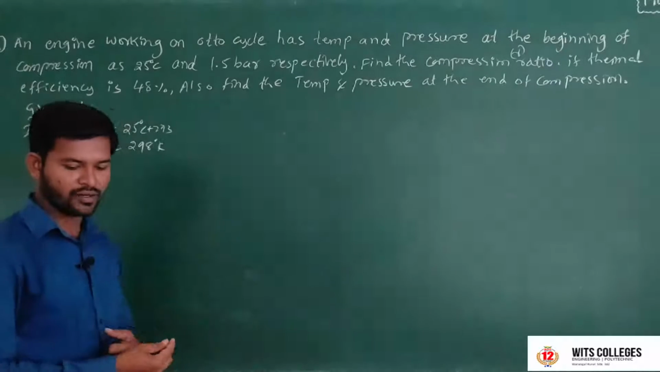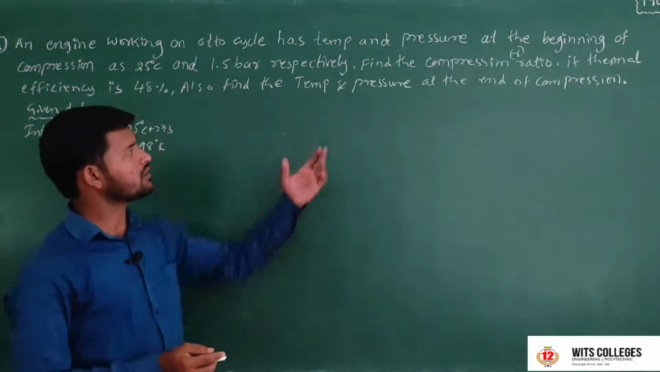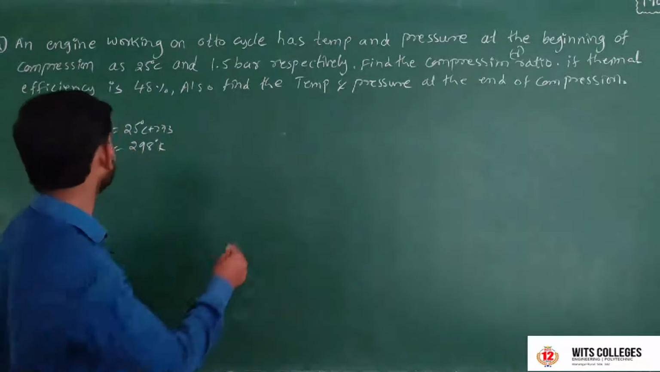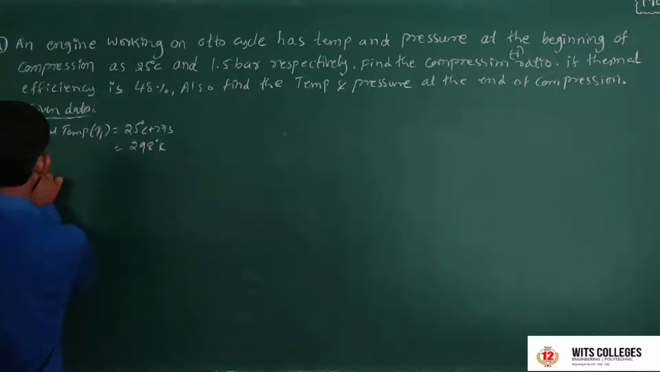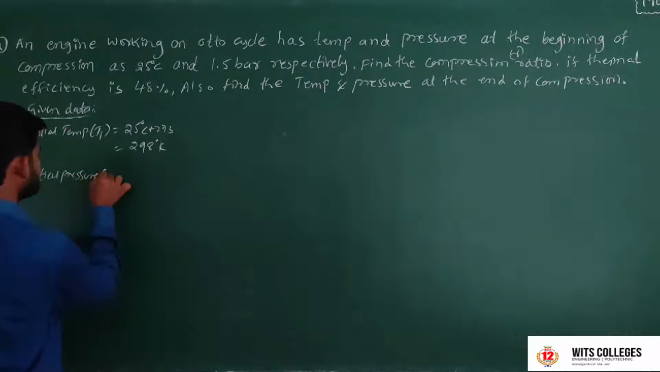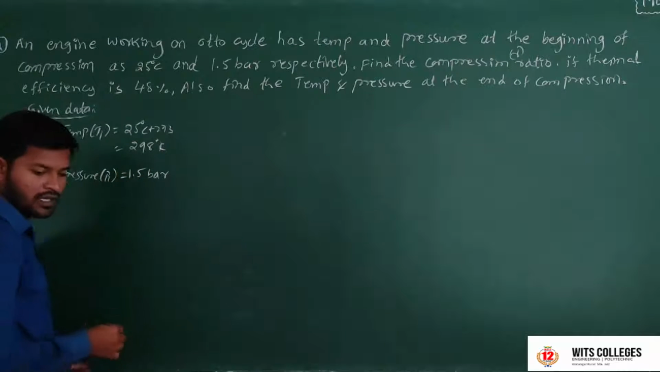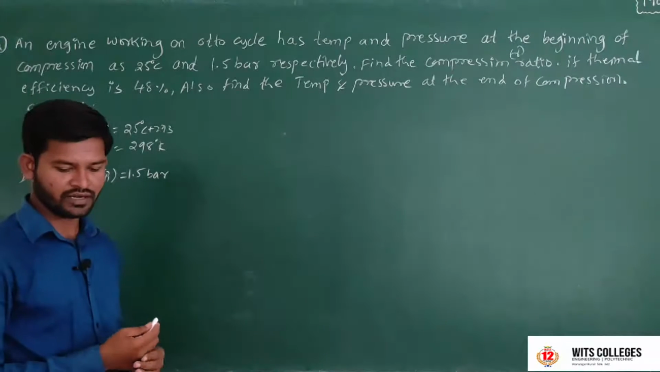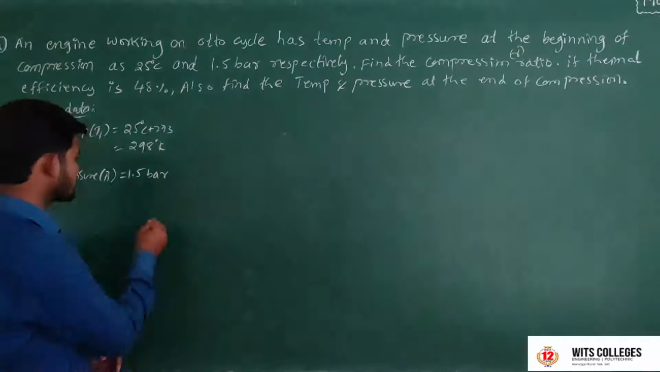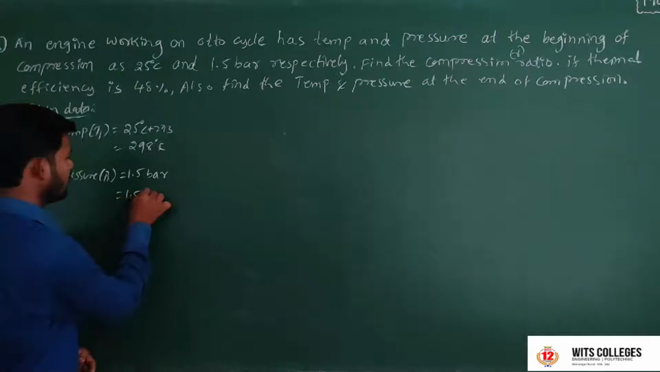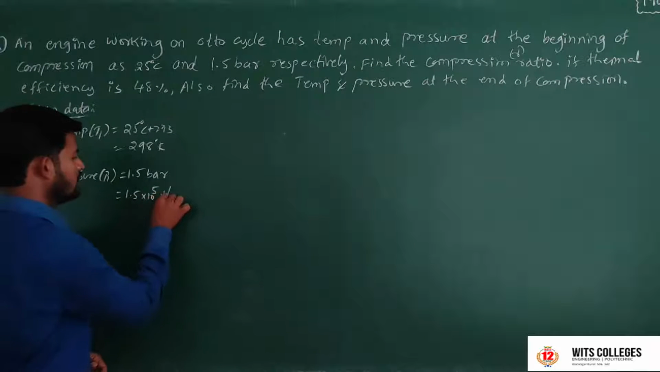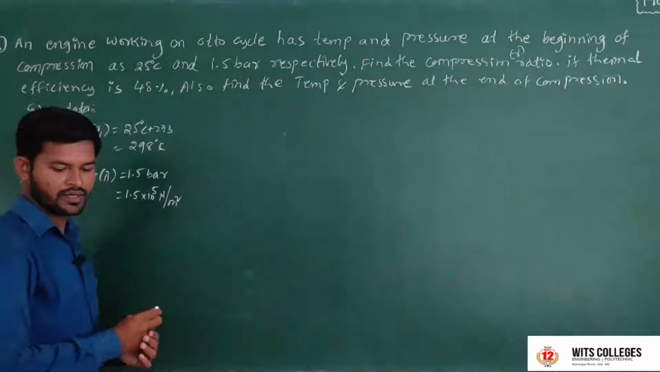Okay, now we have to convert to degree Kelvin. And next, what will be given? Pressure is also given. Initial pressure, that is P1, is equal to 1.5 bar. It will be converted into Newton per meter square: 1.5 into 10 to the power of 5 Newton per meter square. We have to convert it.